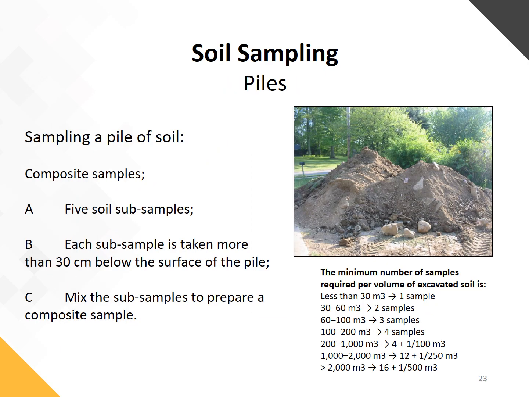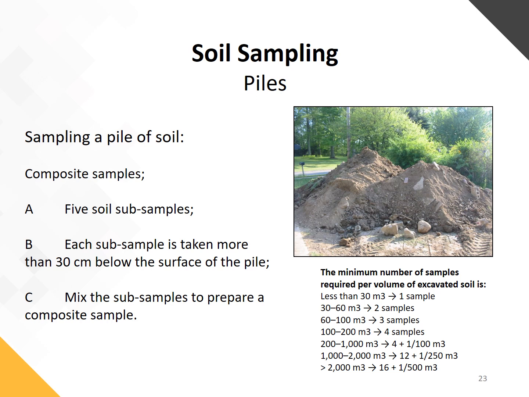When you get to site, sometimes you're going to find some soil in piles, so you're going to need to sample in a different way. So how do you sample piles? Usually you want to have a representative sample of what the pile is about. So you're going to take 5 sub-samples from the entire pile. Each sub-sample is usually taken more than 30 centimeters below the surface of the pile. And then you mix all these sub-samples to prepare only one composite sample.